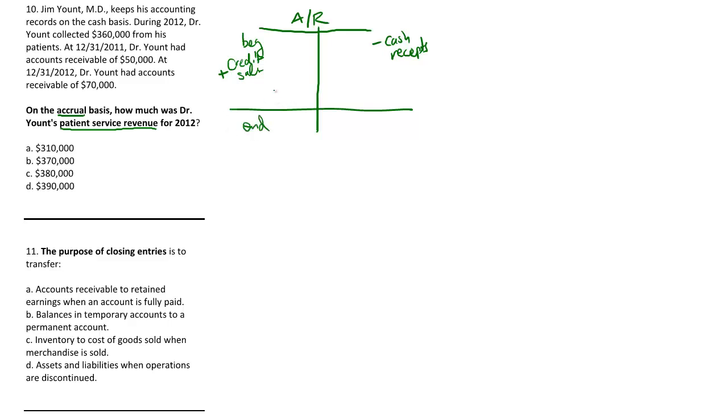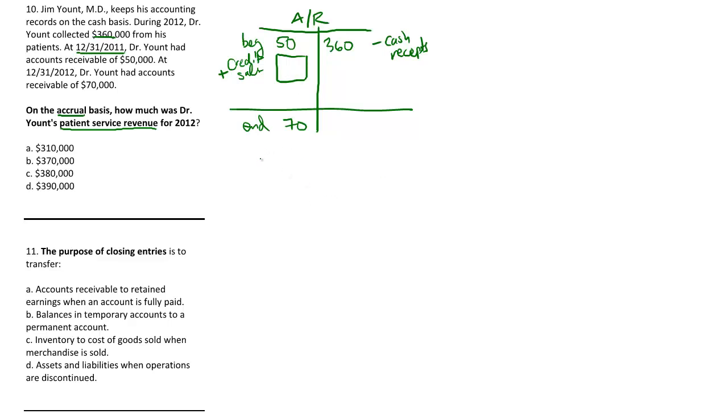So we'll set it up like this. During 2012, Dr. Yount collected $360,000. Okay, so cash receipts, $360,000 we received from his patients. At the beginning of the year, 12/31/2011, Dr. Yount had an accounts receivable balance of $50,000. So our beginning balance here is $50,000. At the end of the year, the accounts receivable balance was $70,000. So what we want to find is this value right here, the total amount of credit sales.